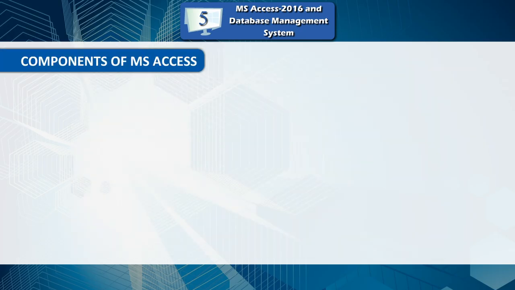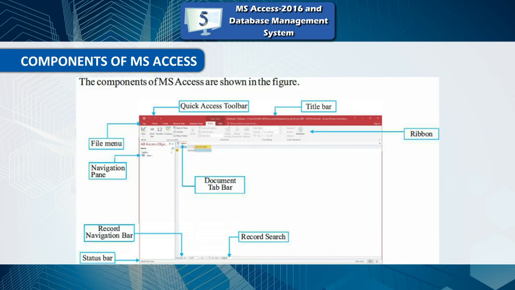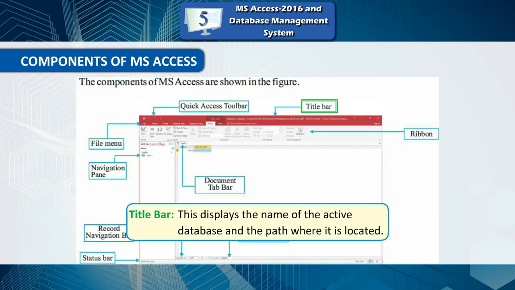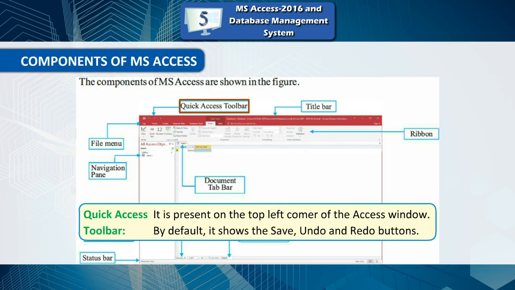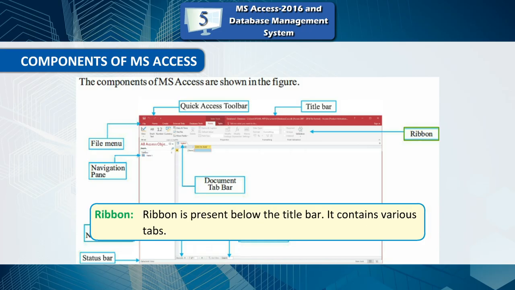Components of MS Access. The components of MS Access are shown in the figure. Title bar. This displays the name of the active database and the path where it is located. Quick Access toolbar. It is present on the top left corner of the Access window. By default, it shows the Save, Undo and Redo buttons.